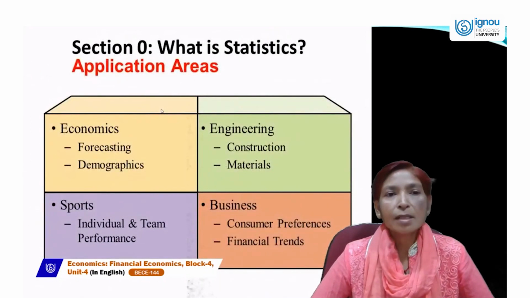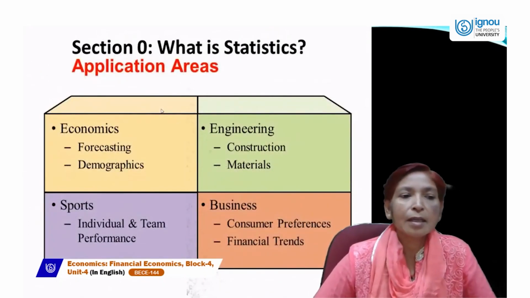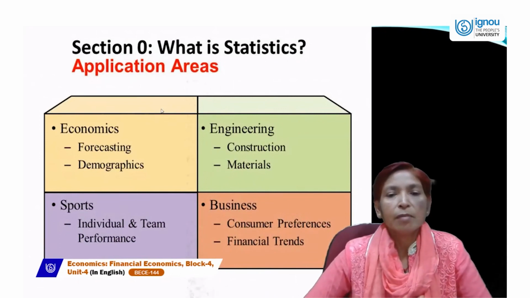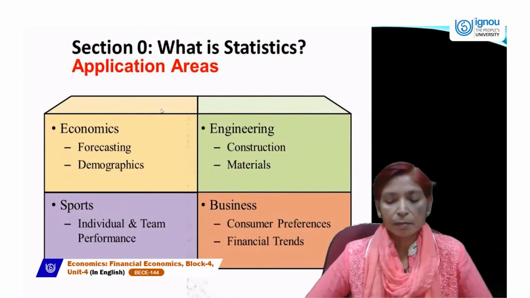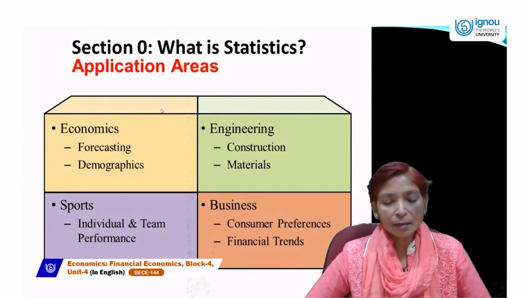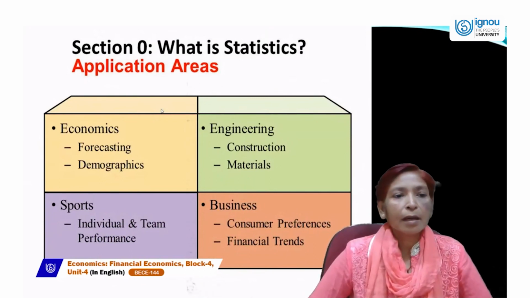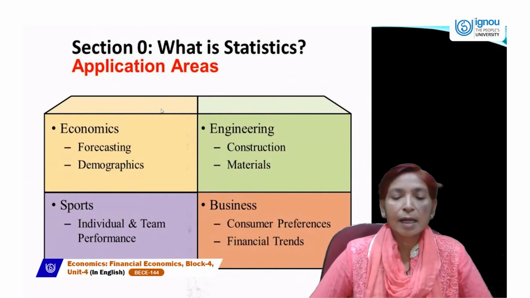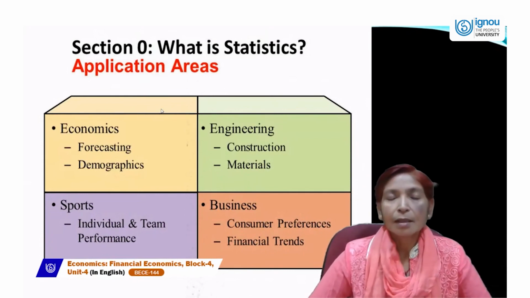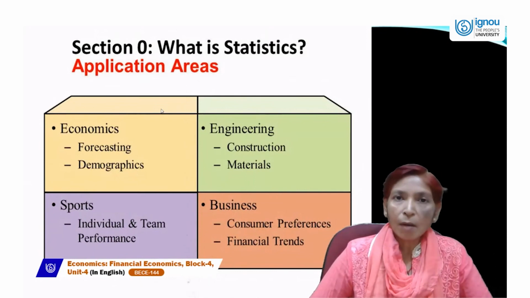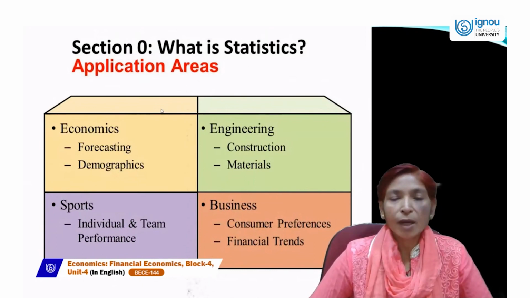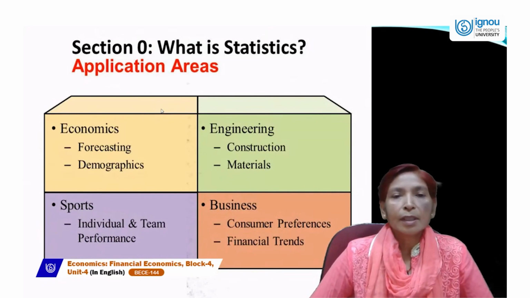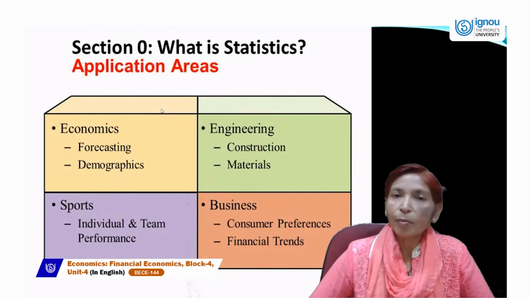Next is, what is statistics? Here this application area we can classify, just like this is a payoff matrix. Here, in economics we use statistics, in engineering we use statistics, in sports we can use statistics, and in businesses statistics is very useful. In economics, why do we use statistics? For making forecasts and for collecting data on demography or population.